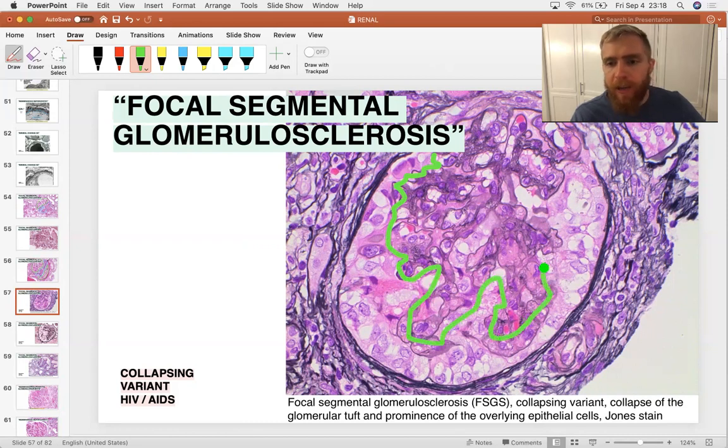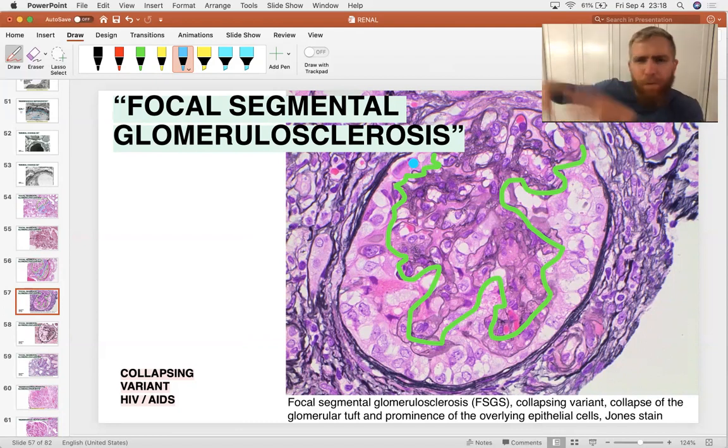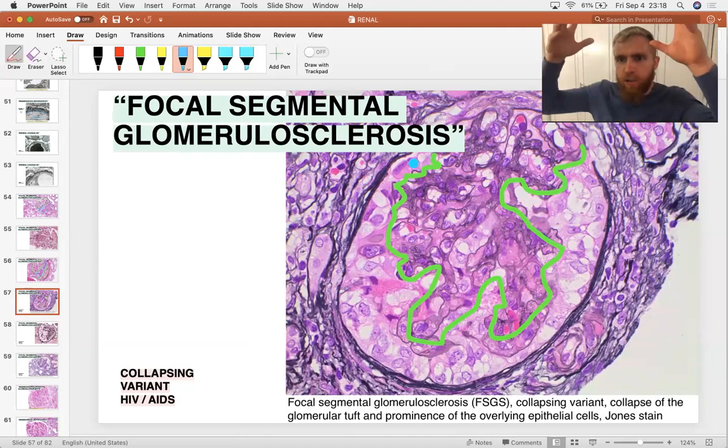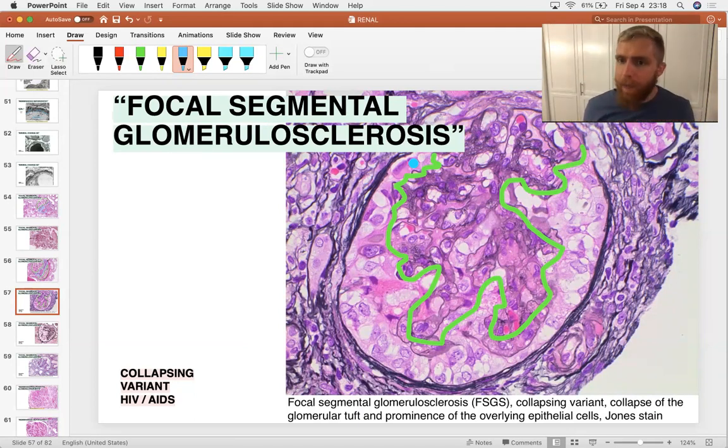Your glomerular capillary should expand to almost fill up the entirety of Bowman's capsule. But you can see that in this collapsing variant, the capillary has crumpled inwards, kind of like if you've got an inflatable Santa Claus in your front yard and then you pull the plug on it and it just kind of deflates. That's what this capillary bed is doing. It used to be blown up, but now it's deflating and it's collapsing on itself.